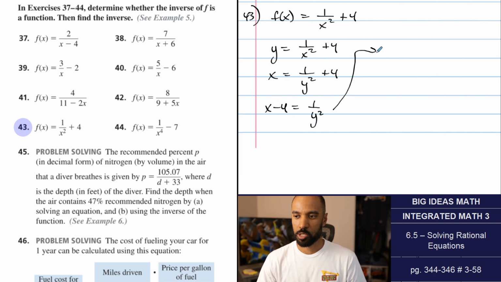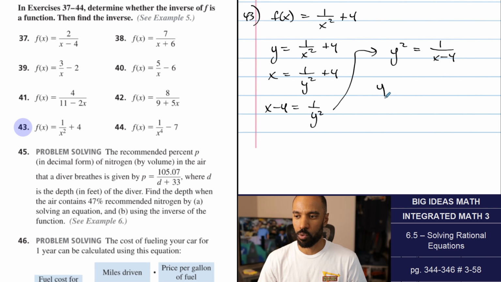So multiply both sides by y squared, divide both sides by x minus 4. You get y squared is 1 over x minus 4. And take the square root of both sides. You get y is plus or minus the square root of 1 over x minus 4. Now, I'm not going to try and rationalize the denominator, do anything like that. I'm just going to leave this all inside of a square root.